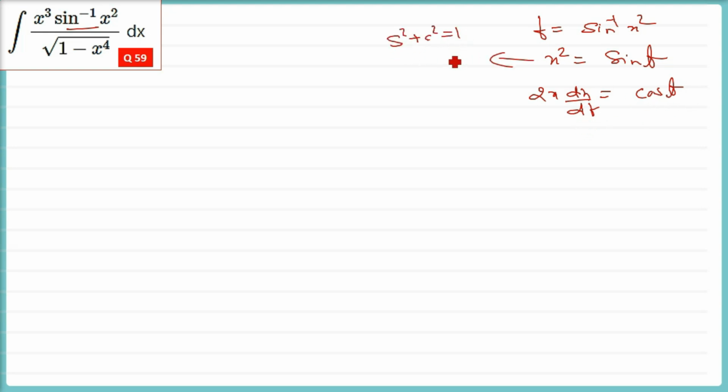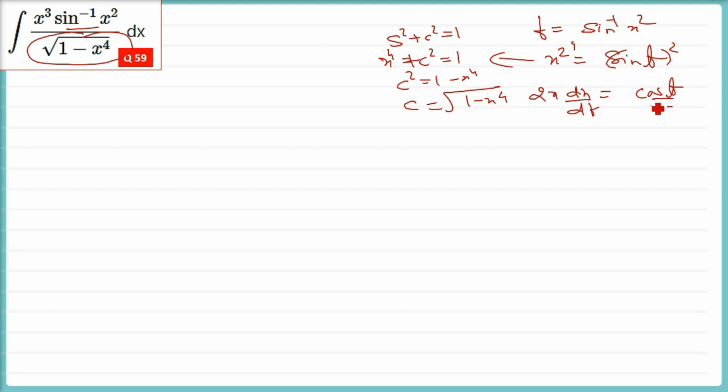Sin square plus cos square is 1. So in order to get cos theta, cos square will be equal to under root 1 minus sin square. x to the power 4 will be sin square plus cos square equals to 1. So I was telling that cos will be equal to under root 1 minus x to the power 4. Now in denominator we have this.